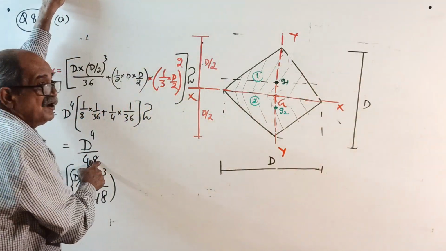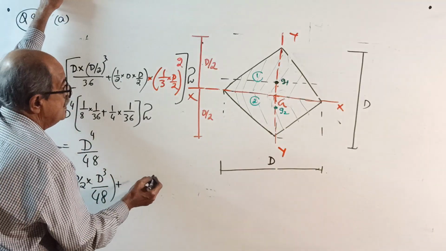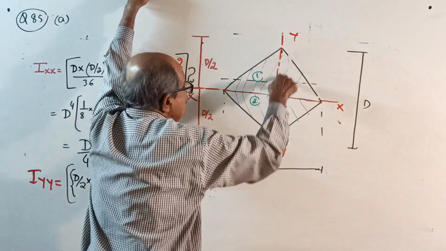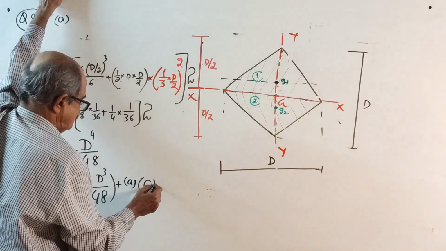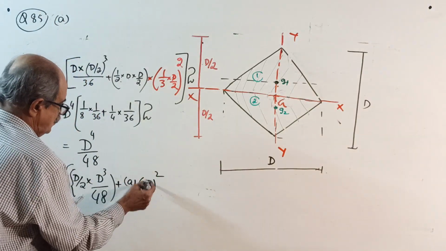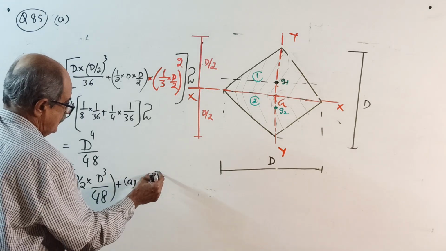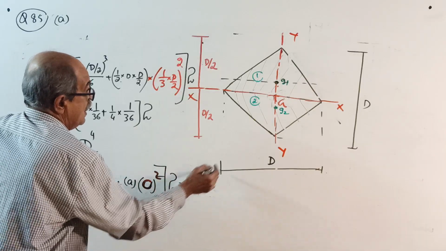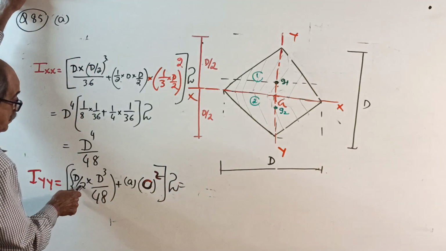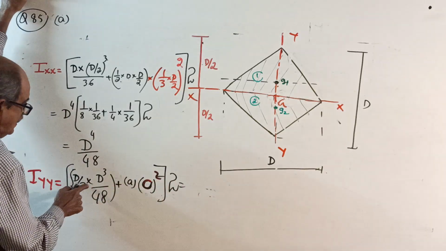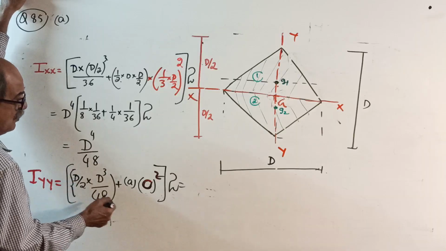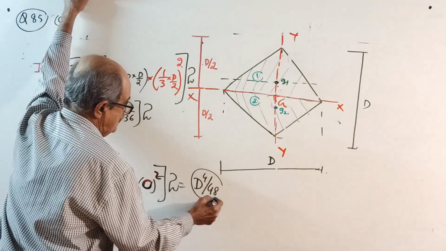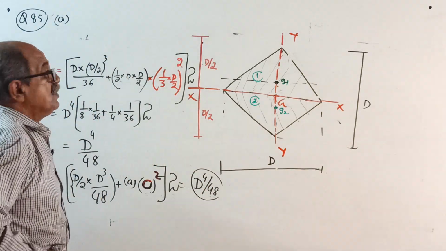This is the answer 48 you got, plus area, whatever is the area, into G1 lies in YY, into what? 0 square. Then without forgetting, multiply by 2. Why? Identical. This 2 and 2 will cancel. D cube into D is D power 4 by 48, equal to D power 4 by 48 is the answer. Okay. Therefore, make a note, summary.